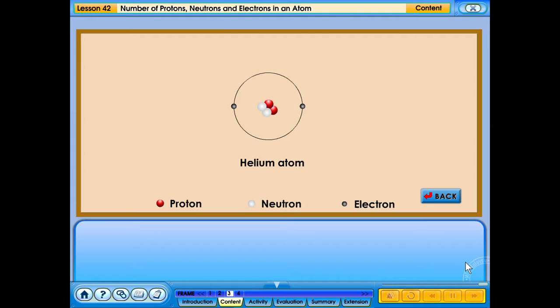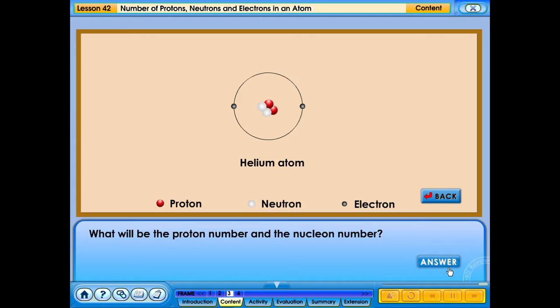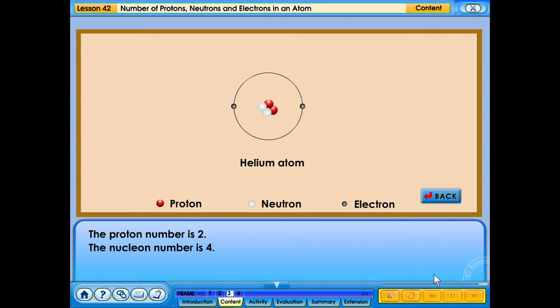What will be the proton number and the nucleon number? The proton number is 2. The nucleon number is 4.